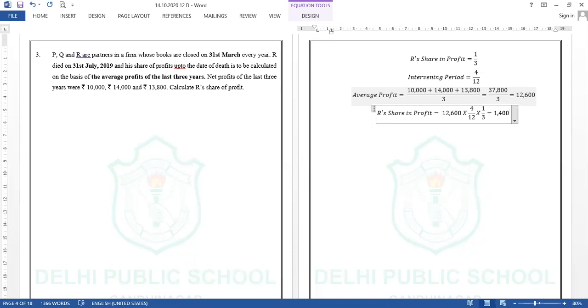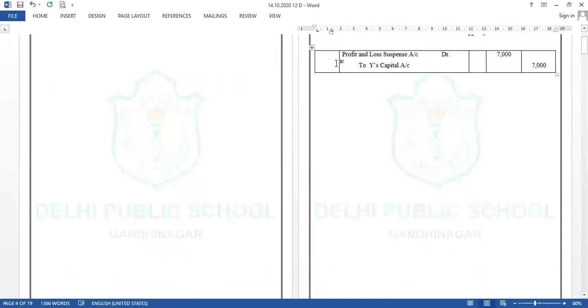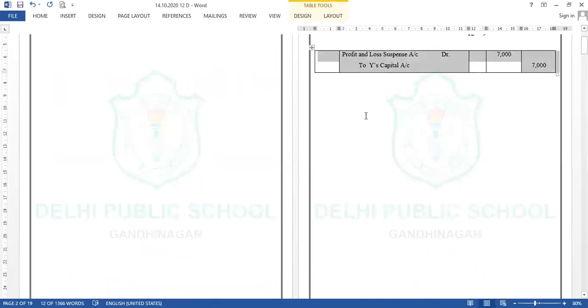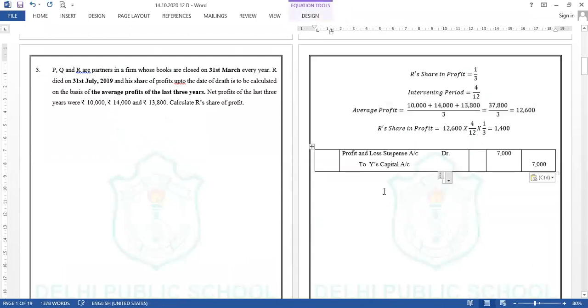That's correct. And again, if we have to write the entry here, I'll copy it from here. Instead of Y, I'll write R. Profit and loss suspense account is debited, because there is no change in the ratio. Generally this is how it goes, and the amount will be 1,400.